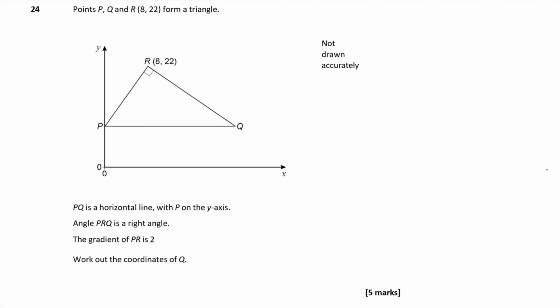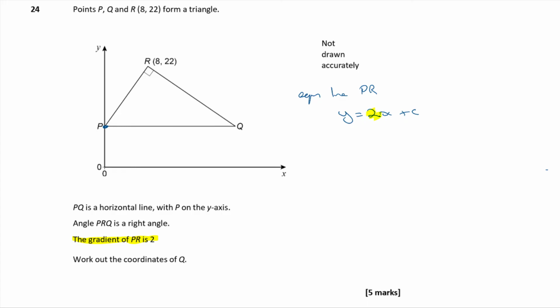Okay. Right, so we've got quite a bit of information here, haven't we? We know the gradient of the line PR. Why don't we see if we can work out something about this line PR then. So the equation of the line PR is going to be of the form y is equal to 2x plus c, where c is the y-intercept, okay? Because the 2 comes from the gradient of the line, doesn't it?